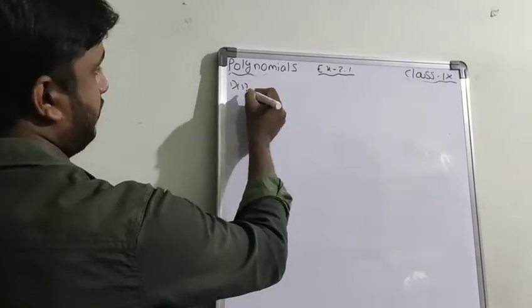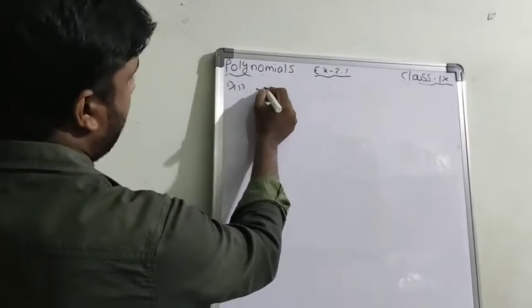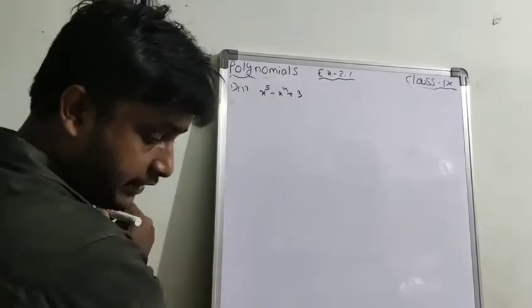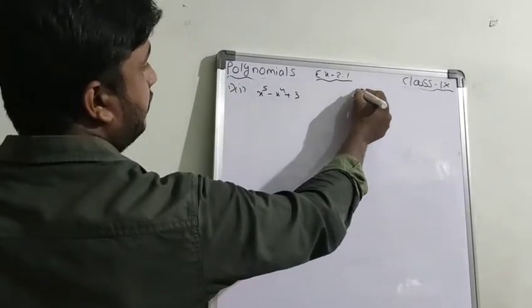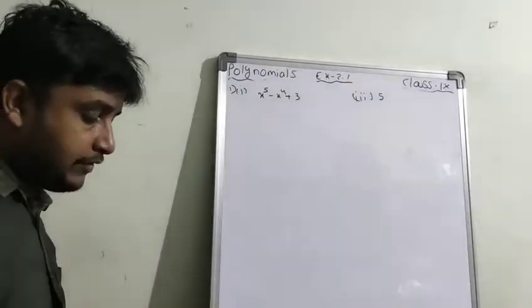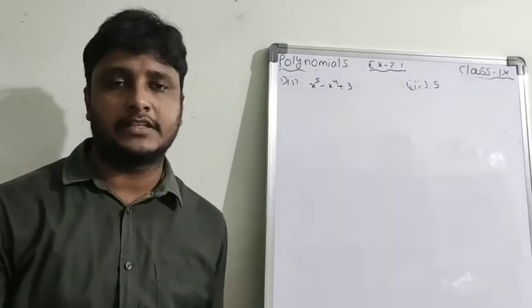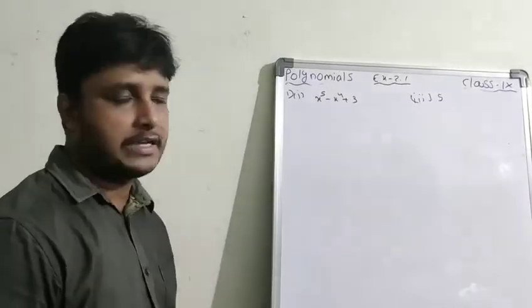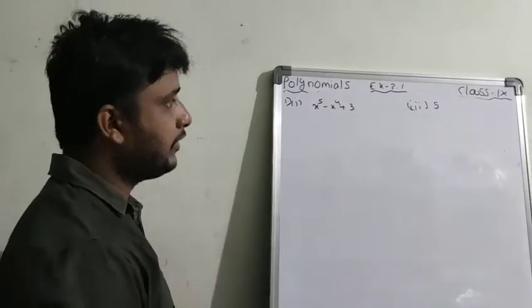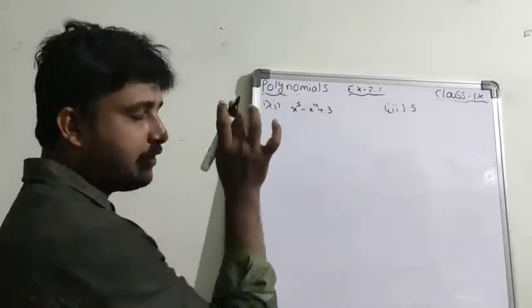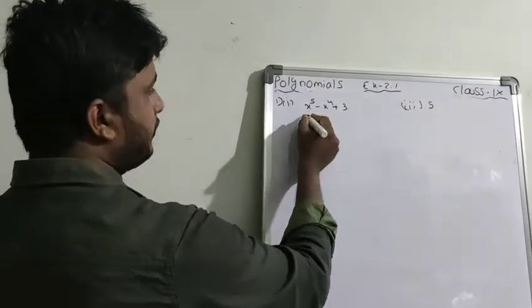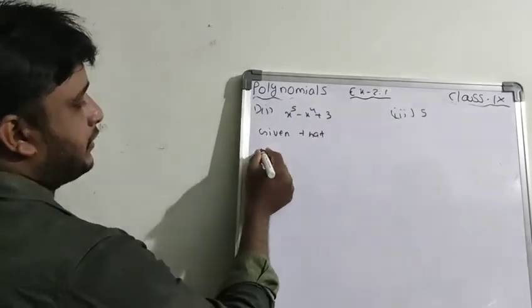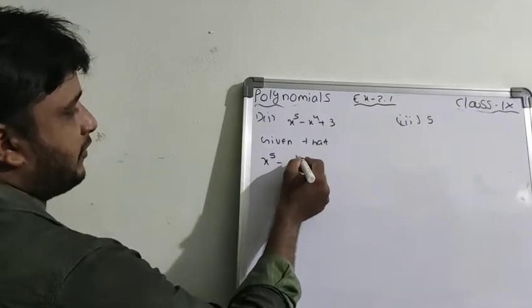What is the first question? x to the power of 5 minus x to the power of 4 plus 3, and I will explain the third question, 5. We have to find the degree, and we just discussed how to find the degree of the polynomial. There are 3 terms in the polynomial, so we have to find the individual terms' degrees. So write the degree of the given x to the power of 5 minus x to the power of 4 plus 3.